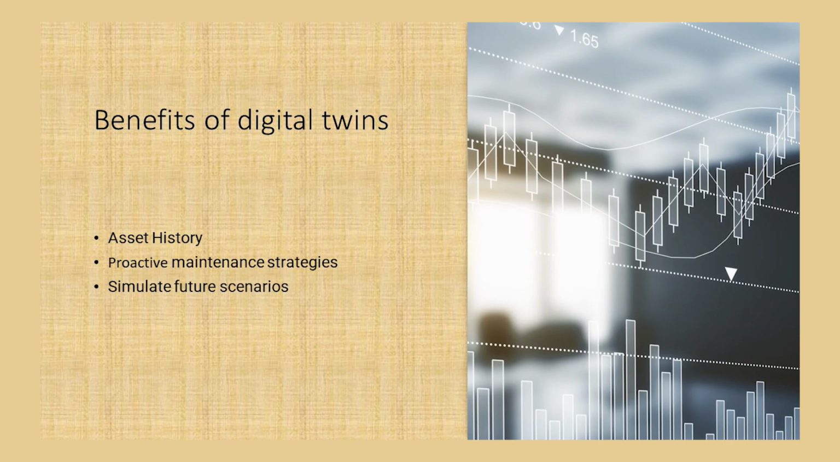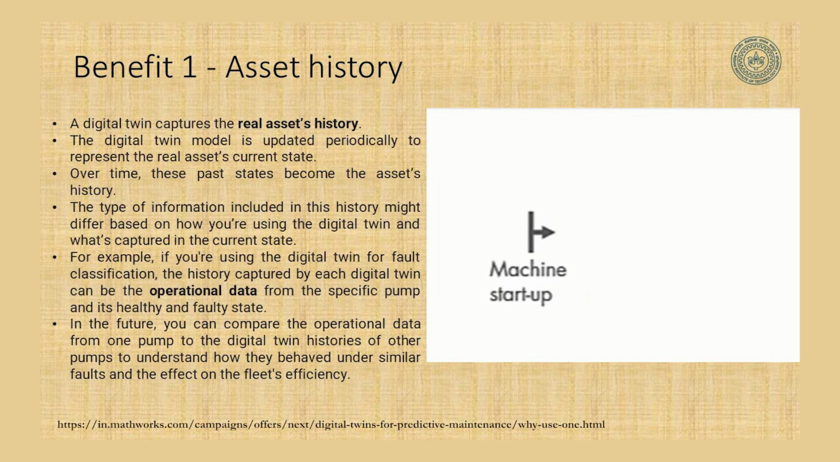One is that you get a complete history of your asset. So, not only is it giving you the latest state, but it is also keeping a record of everything that has happened with that component or that system right from the time it was operationalized. You get the full asset history. You are able to take proactive maintenance strategies, and you are able to simulate future scenarios. So, let us look at asset history in detail.